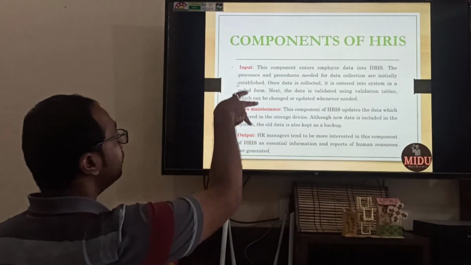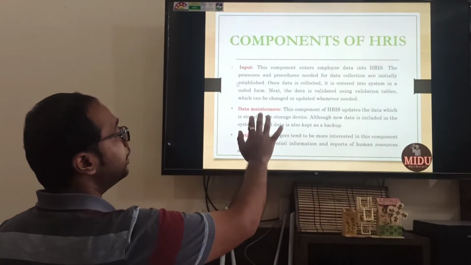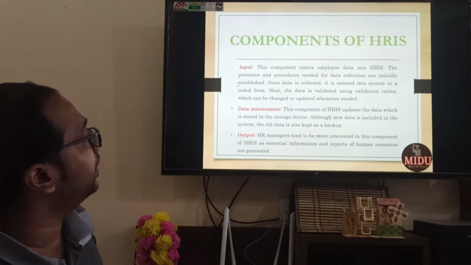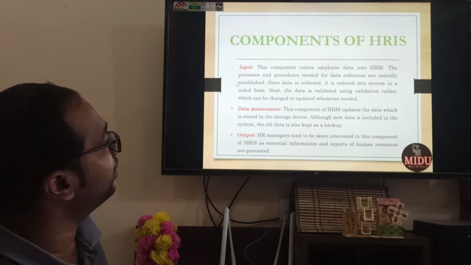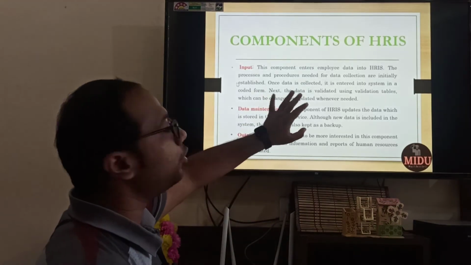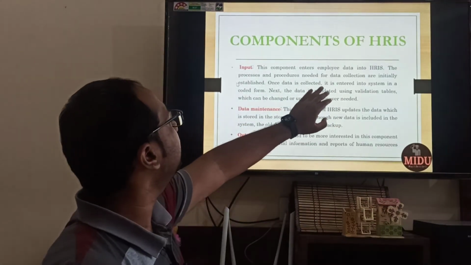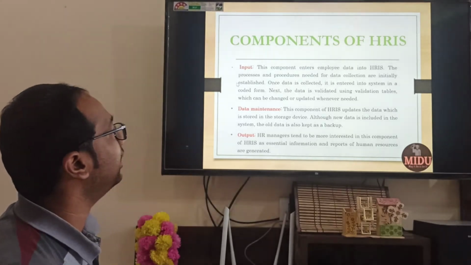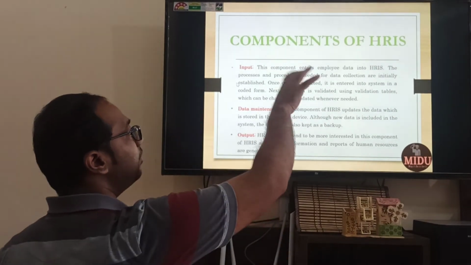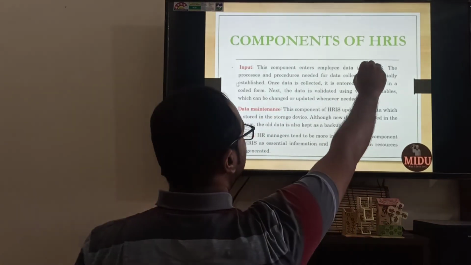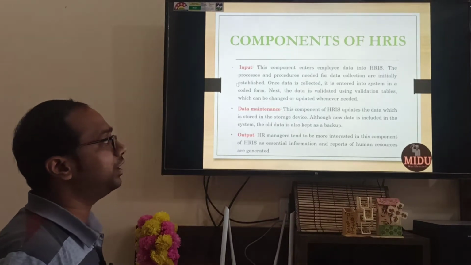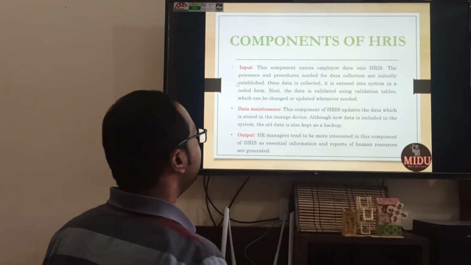Now what are the components of HRIS? So there are three components basically for HRIS: input, data maintenance and output. When we say input, this component enters employee data into HRIS. Processes and procedures needed for data collection are initially established. Once data is collected, it is entered into the system in coded form. Next, it is validated using the validation table, which can be changed or updated whenever required. So in input form, if we are to understand in a simple manner, you are collecting various data, putting it into the form of input and then serving it in the system in the form of validation table so that it can be done.